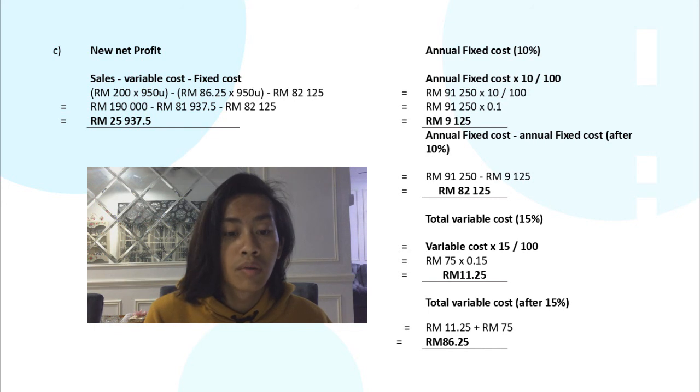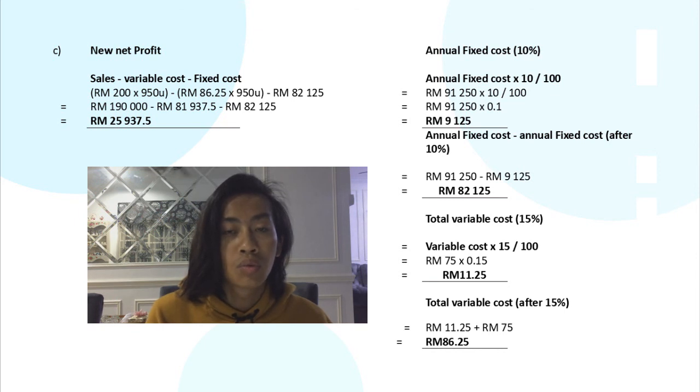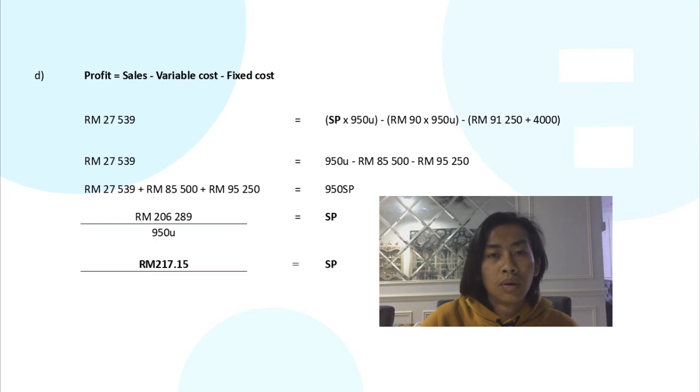Our variable cost is 86 ringgit and 25 cents times 950 unit and minus 82,125. So the total will be RM25,937 and 50 cents. That's the answer for question 1C. The next one is question 1D.